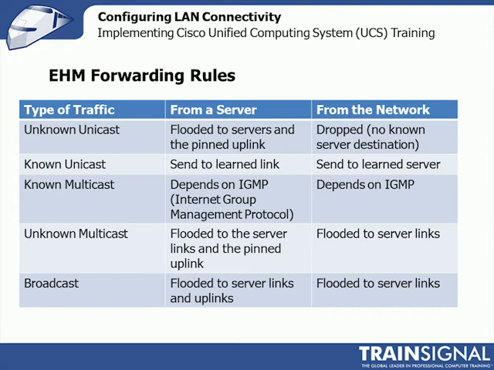From the network, it's going to flood it down to the server links, and that's a little bit different than unknown unicast, but multicast being kind of a contained broadcast type data flow, it may be destined for a server, and we're not sure that it's a member of and has a multicast address, so we're just going to flood it to the server links.